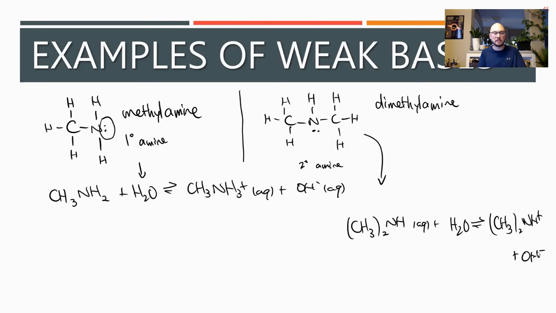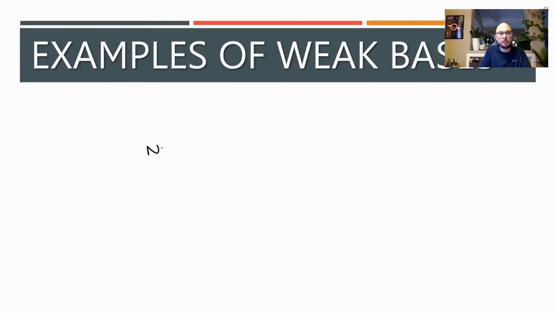Okay, the last example, I'm going to just clear the slide here, is imagine we've got a nitrogen in the middle, and I've got a CH3 group here, a CH3 group here, and a CH3 group down here, and then I have the lone pair up top. This is what we call a tertiary amine. It's going to have the formula (CH3)3N, and this is trimethylamine. What is it going to do? It's going to do the same thing.